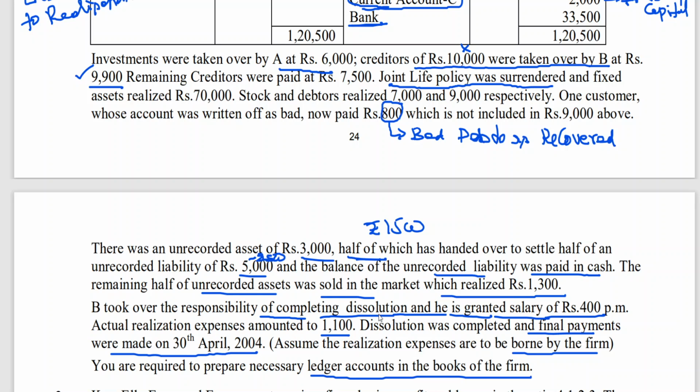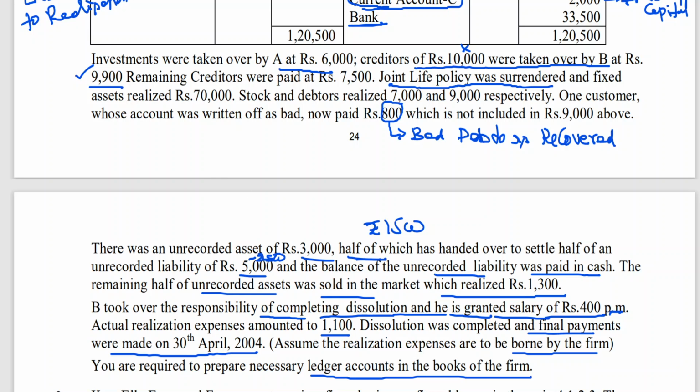Now B, who took over the responsibility for completion of dissolution, is granted 400 rupees per month. Now, this 400 rupees salary you have to pay. For how many months? He has given that 4 months time they have taken. So 4 into 400, 1600 rupees you need to pay. So is it not a business expense? It's a business expense. And to whom do you need to pay? B, because B has taken the responsibility. So B is asking you to pay salary. Then I will take the responsibility for dissolution.